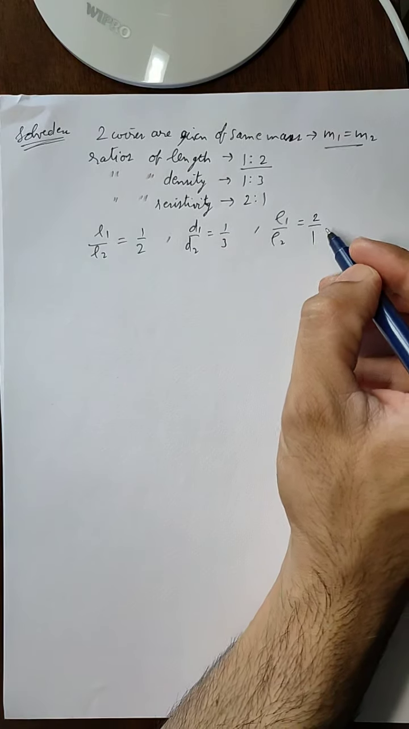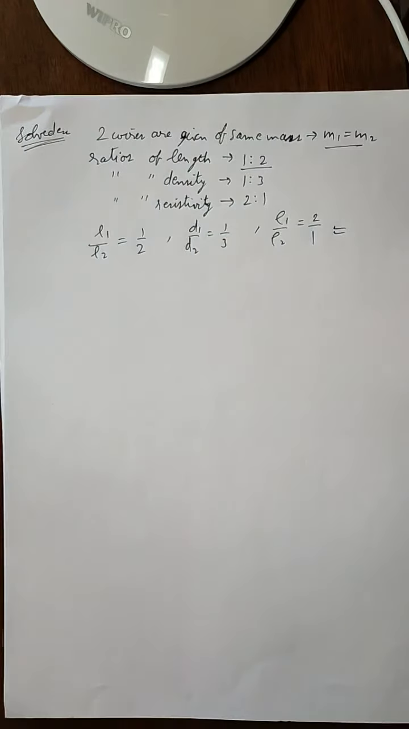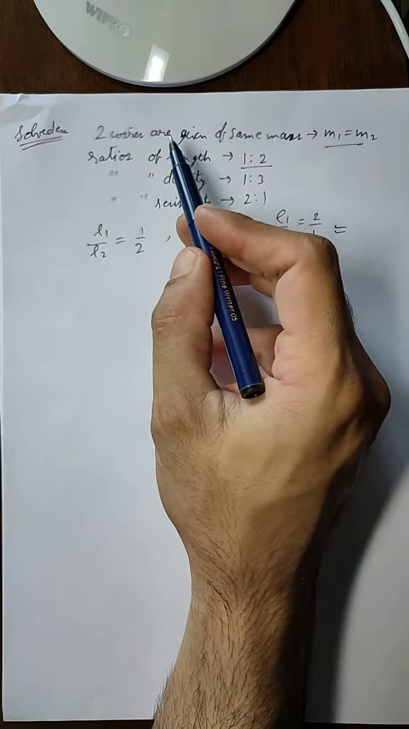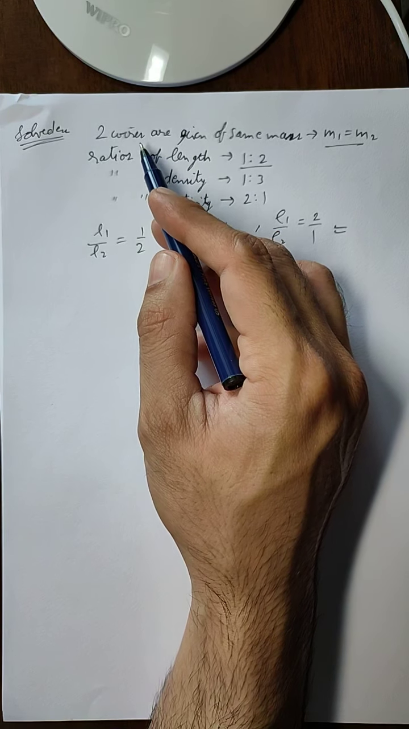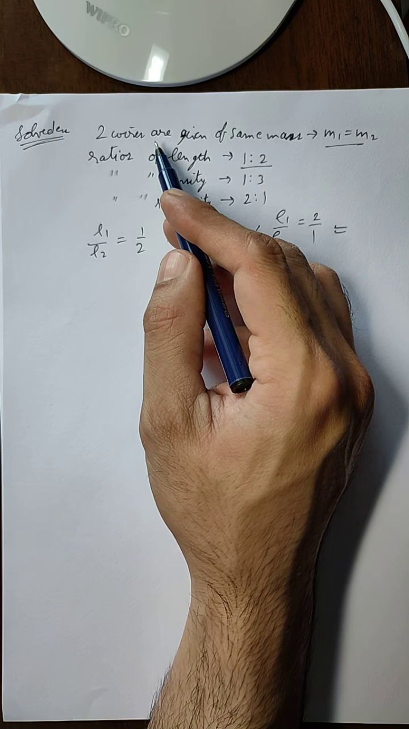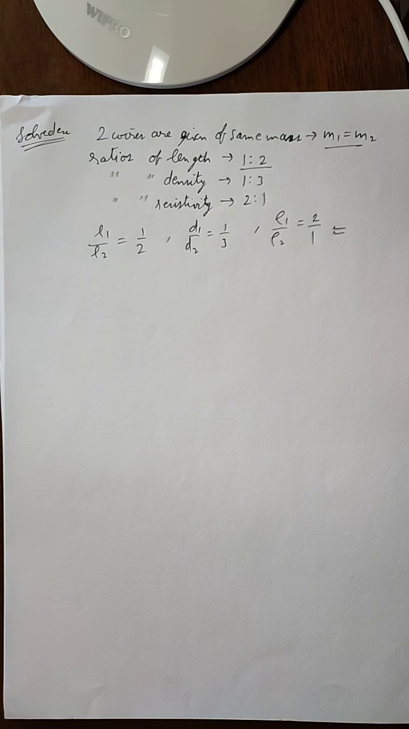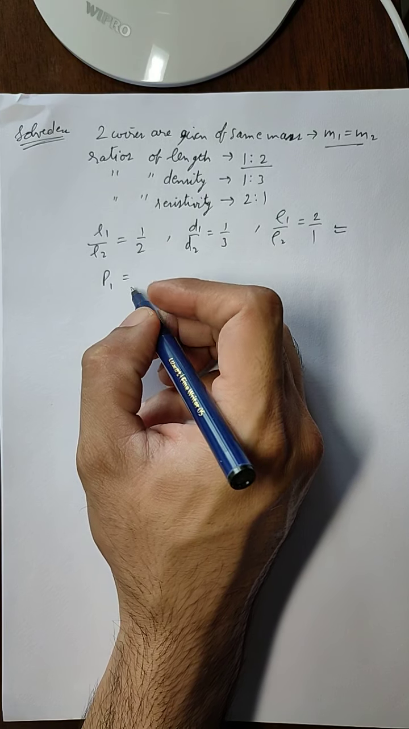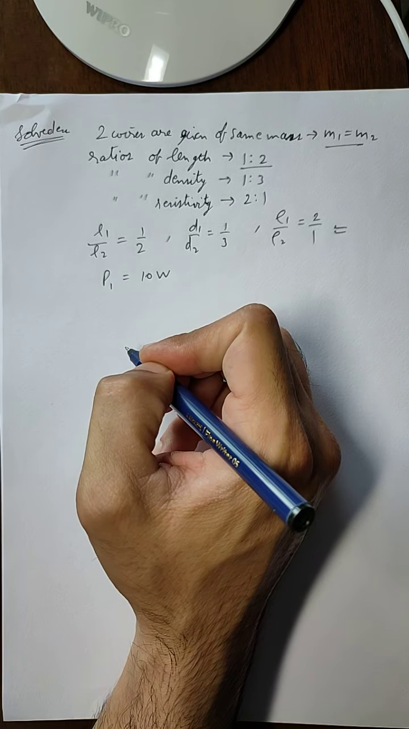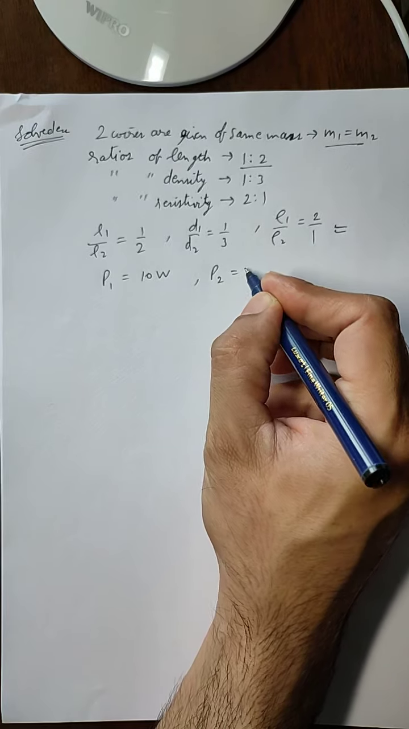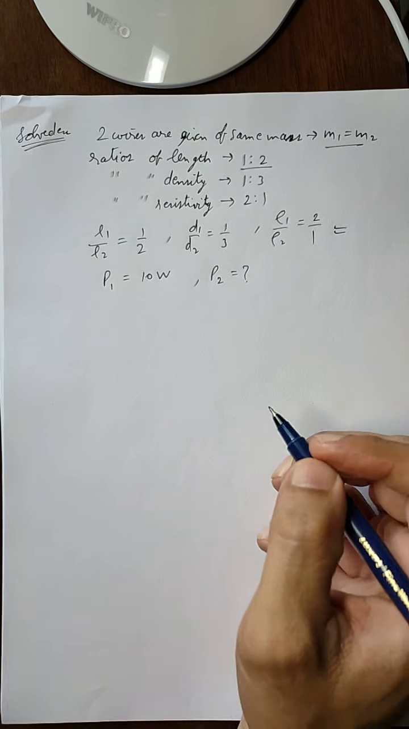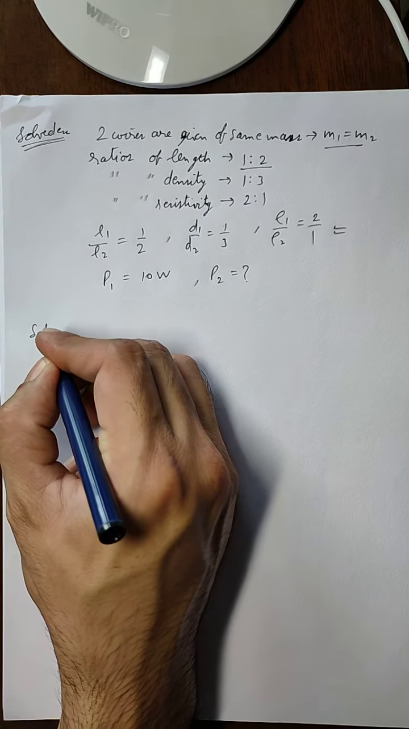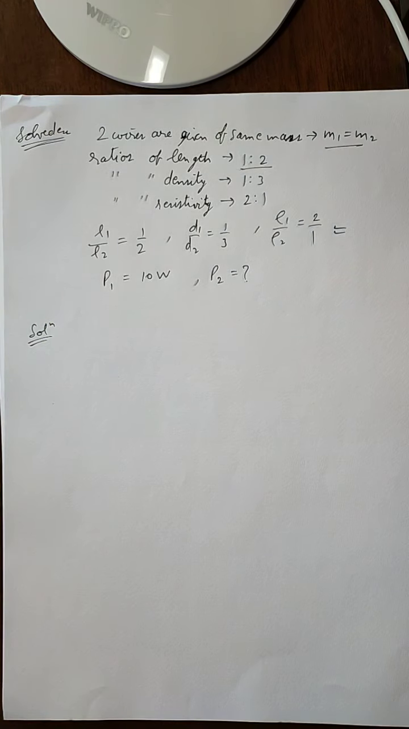So these things are given to us, and what is asked is that the two wires are connected to the battery one after the other, with the same voltage supply, and the rate of heat dissipation in the first wire, that is the power of the first wire, is given to be 10 watt, and we have to find the power or heat dissipated by the second wire. So this is the question. So let us solve this.